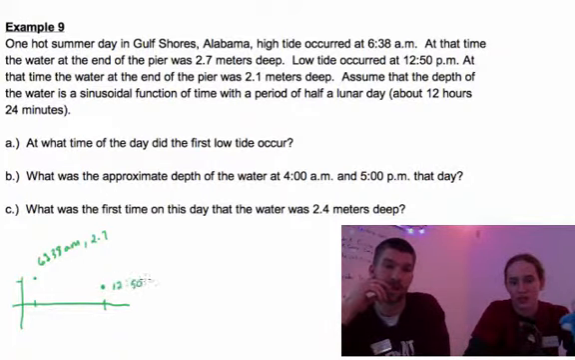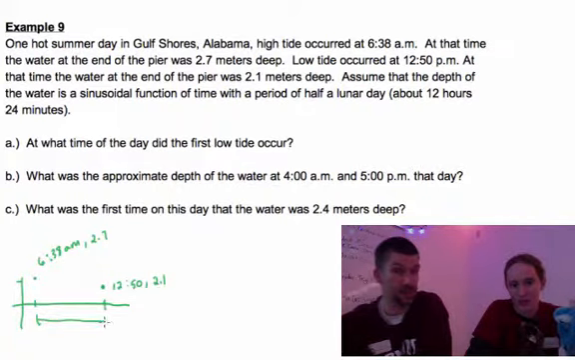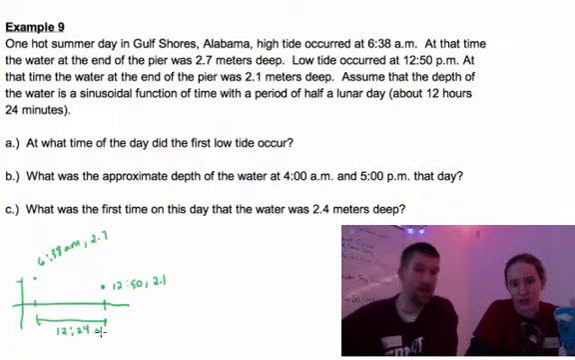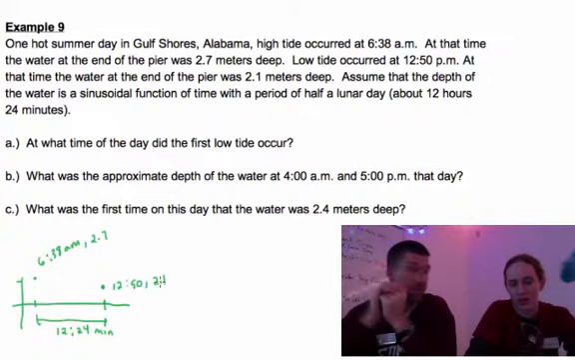Low tide was at 12:50. And you just said something really smart, which was how far apart these are. How far apart is it? 12 hours and 24 minutes. So we would have one full period after 24 hours and 48 minutes.